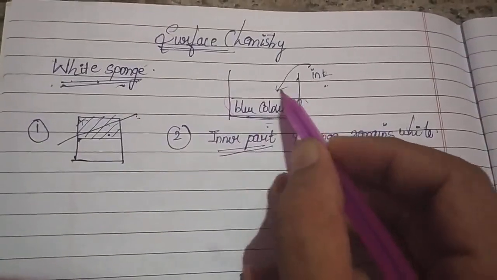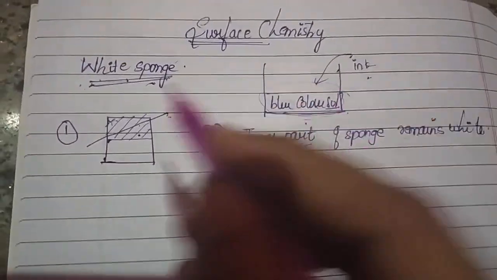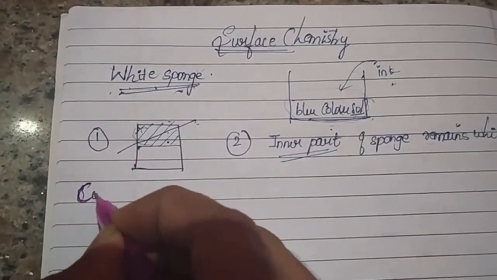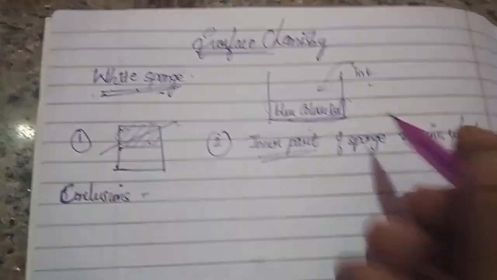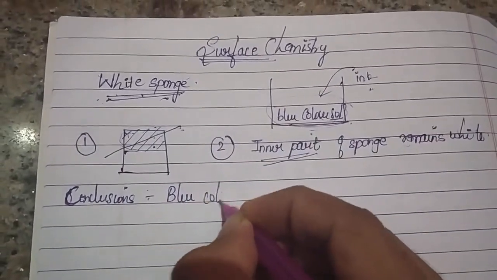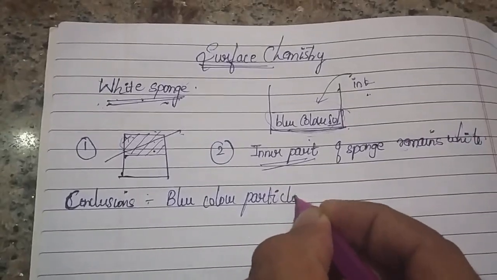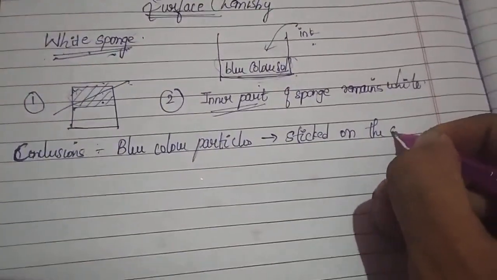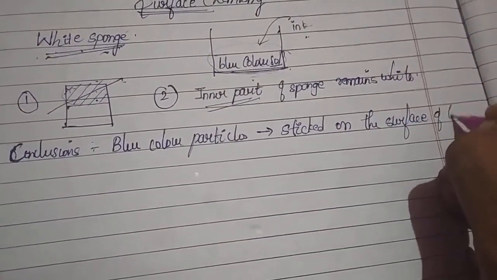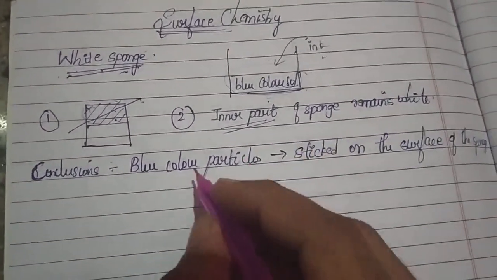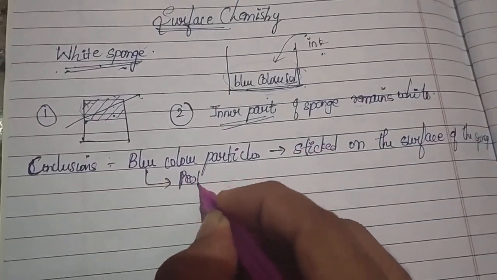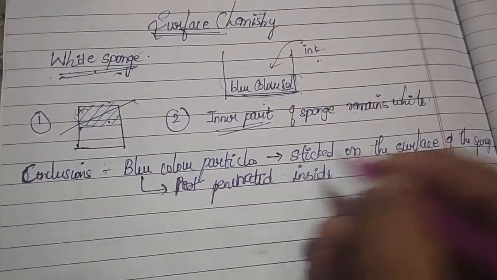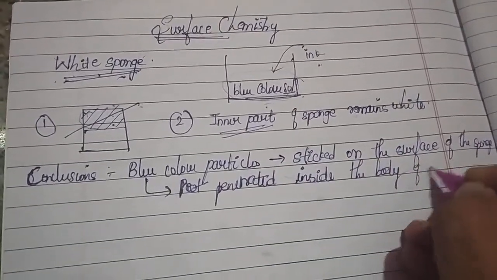Whatever blue colored particles were there, they have only stuck to the surface of the sponge. The conclusion we can draw is that the blue color particles have only stuck on the surface of the sponge, and they have not penetrated inside the body of the sponge.